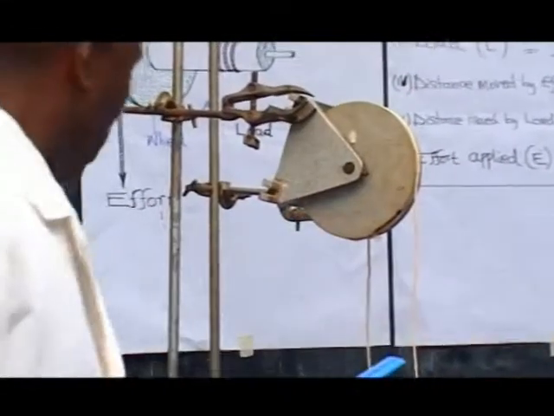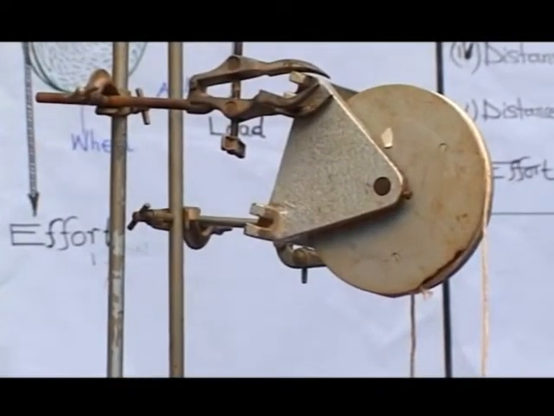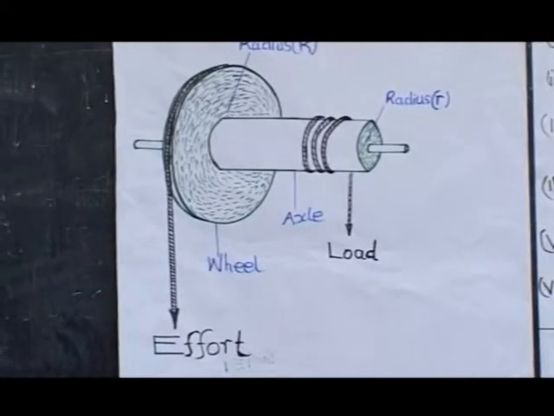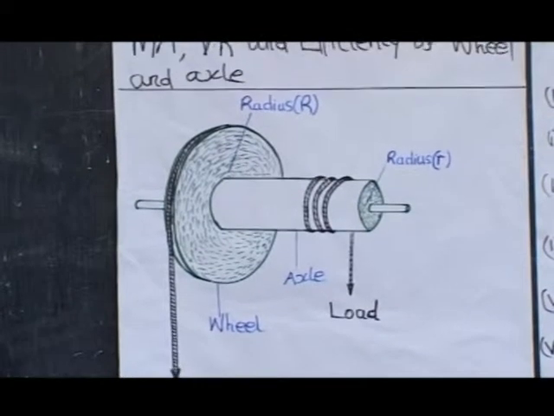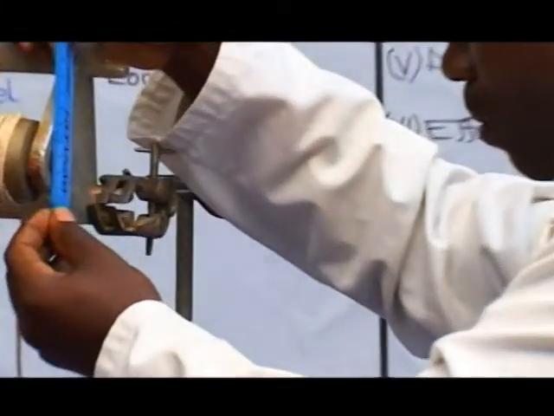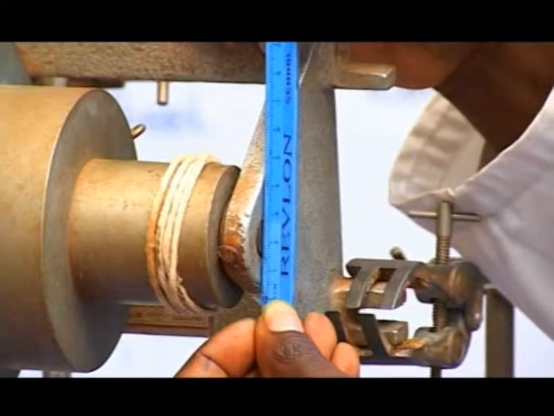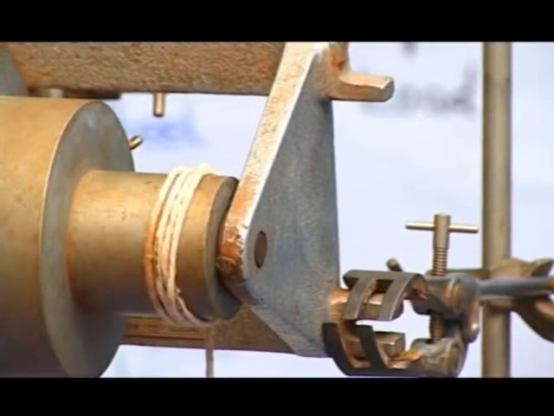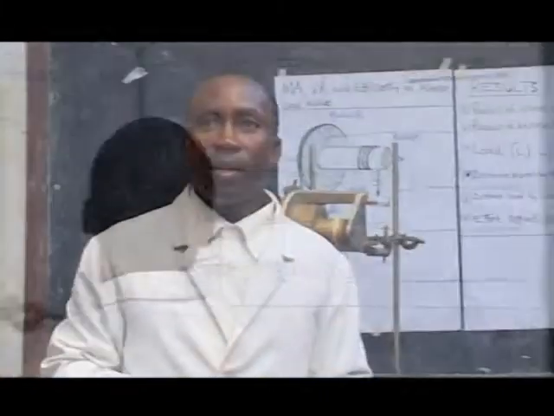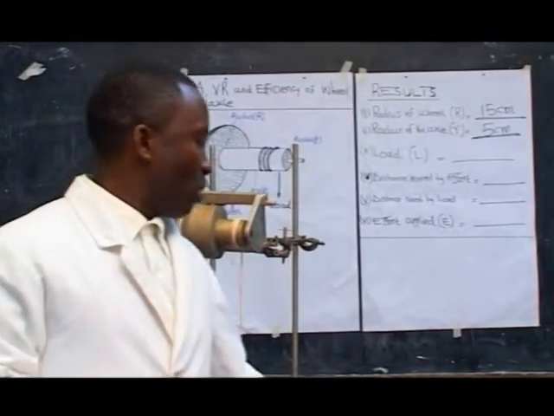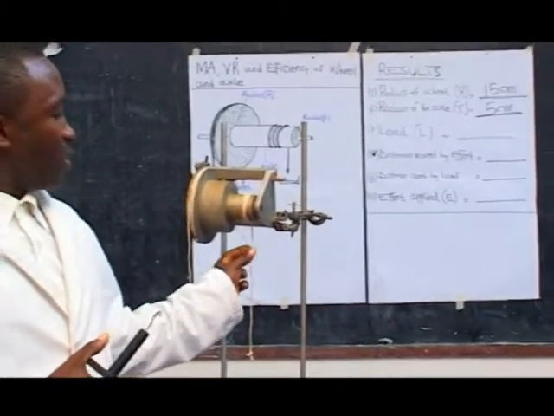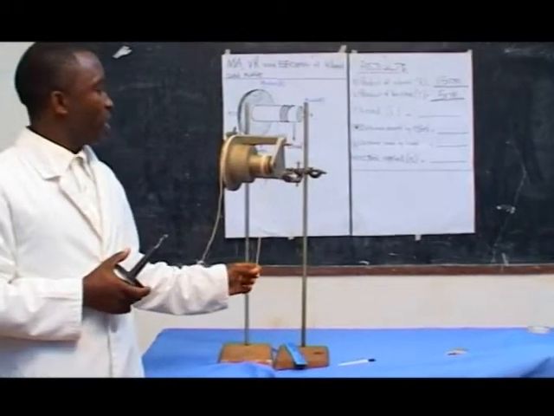The radius of a wheel is 15 centimeters. Measure the radius of the axle. The radius of the axle is 5 centimeters. Then hang a mass of 500 grams around a string wound around the axle.